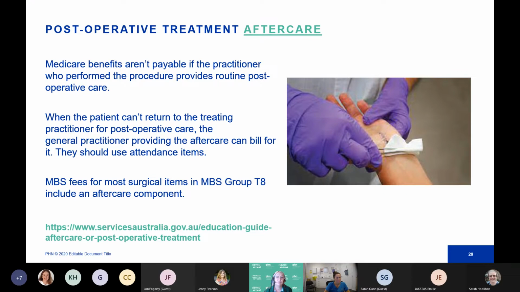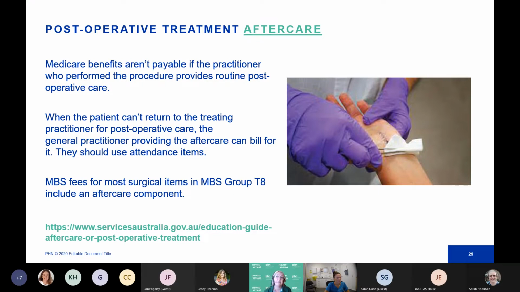Aftercare, we'll have a look at now. Aftercare is the post-operative care and treatment provided to patients after an operation. So this includes all attendances until recovery and the final check or examination.